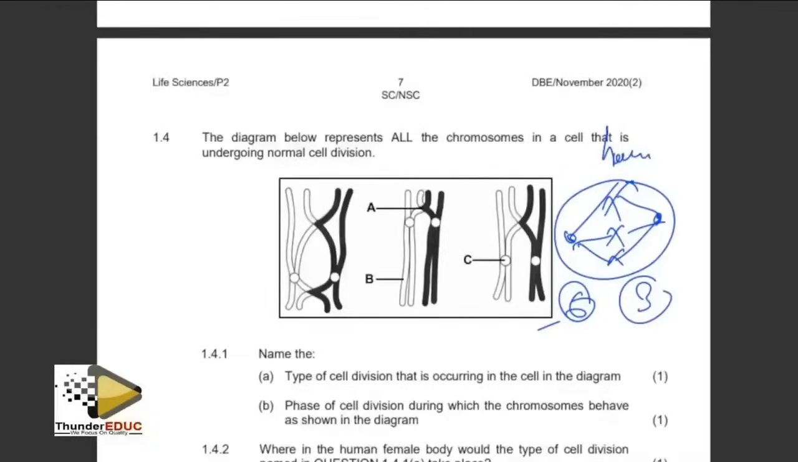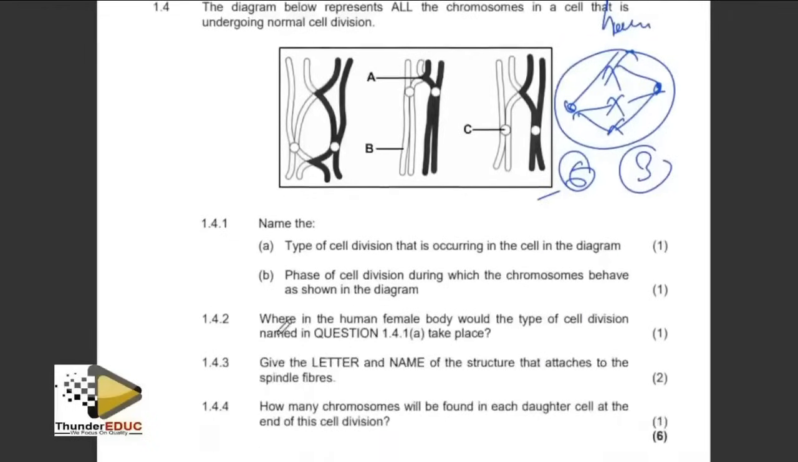You see now? Here is the question. Where in the human female body would this type of cell division take place? This is where does meiosis take place in female? I've answered this, and I say that it is the ovary. Give the letter of the structure that is attached to the spindle fiber, which is C, and in this case it is the centromere.